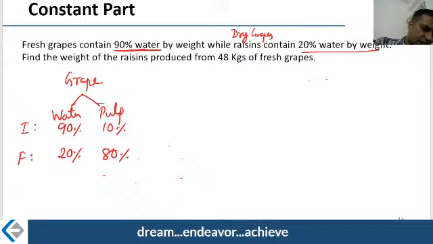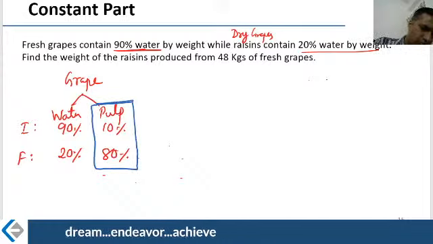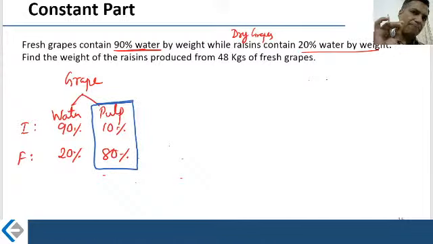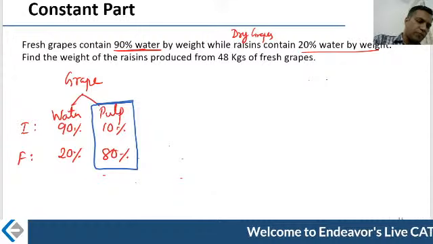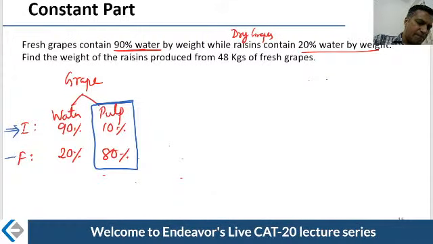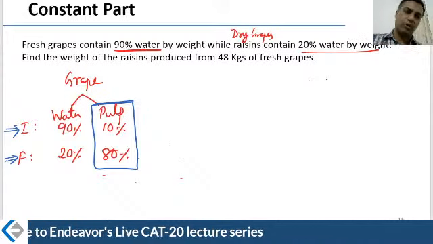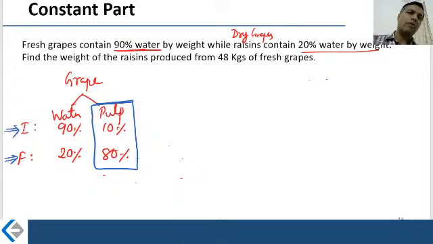Now look at this. Did pulp change? Absolutely not. Whatever pulp you brought initially, it is the same pulp which is available even now. What got changed is the water. You took it through some dehydration process. All right, now evaporation process, not dehydration. That's the wrong word. Evaporation process.